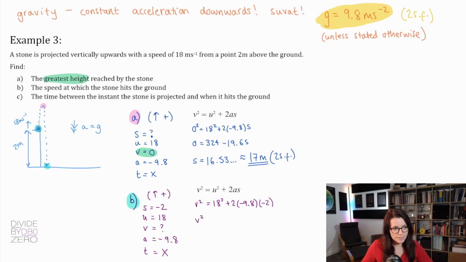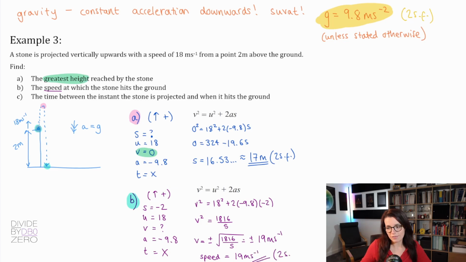We get V squared is 1,816 over 5. V is going to be plus or minus the square root of that, plus or minus 19 to 2 significant figures. But in this case, they just want the speed, so that will be the positive version. Speed equals 19 meters per second. And that's once again to 2 significant figures.